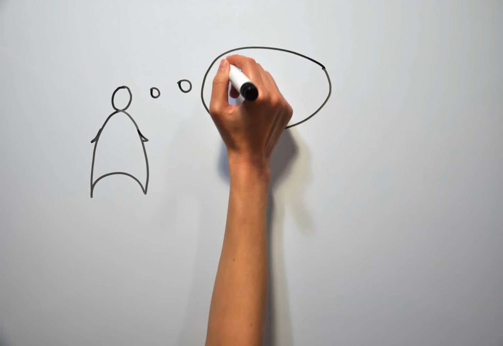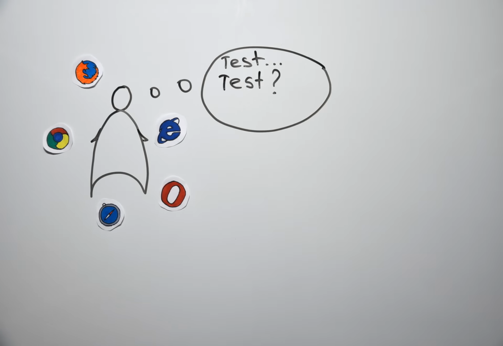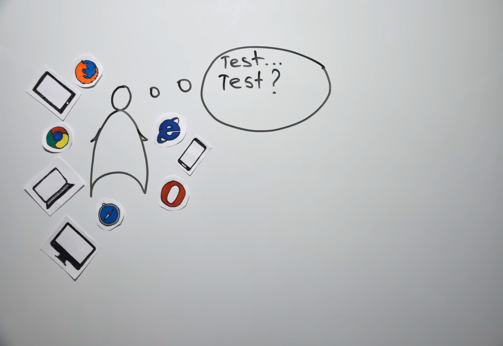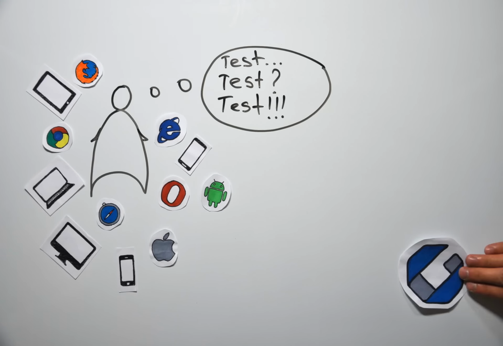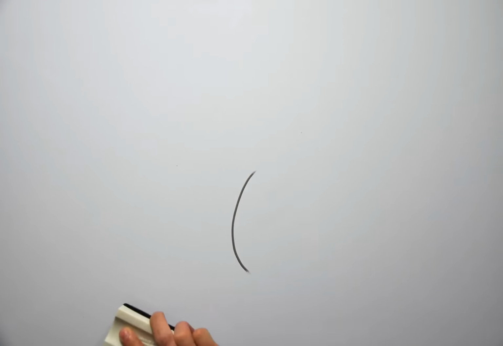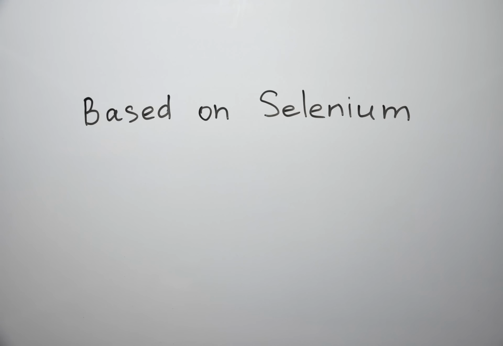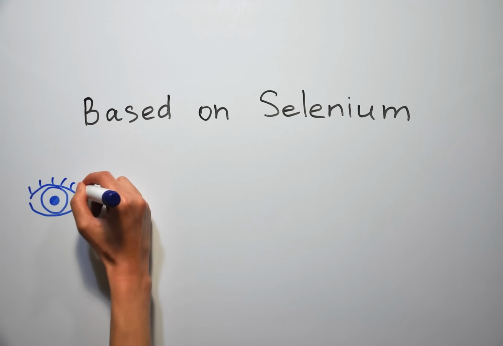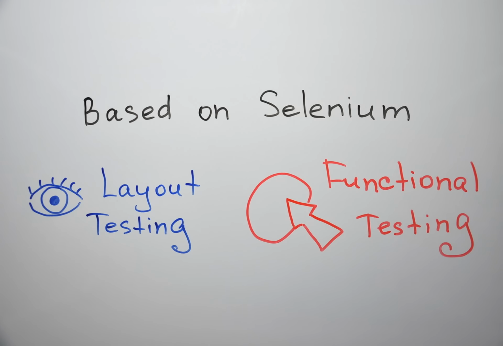Before the mobile era, you had to test your website only against major browsers. Tough task, isn't it? And now add to this list all mobile devices with various screen sizes. Now that is insane. Galen Framework can help you with this difficult task. Galen is based on Selenium and it serves two main purposes: layout testing and functional testing of websites.